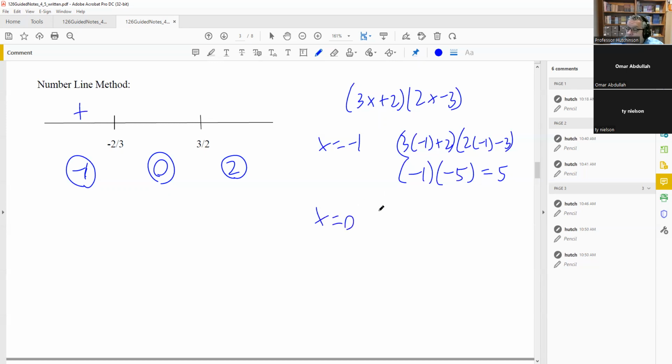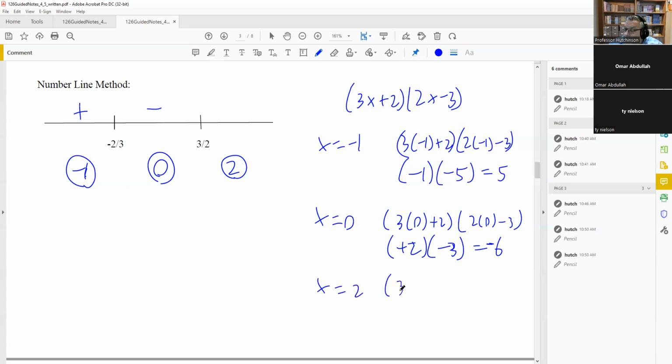If x equals 0, then I have 3 times 0 plus 2, 2 times 0 minus 3, and I would get 2, and I would get -3. Multiply that, you get -6. Okay, for that one. And, oh, I'm sorry, this is a +2 right here. Yeah, it's a +2 on the end. I wrote the wrong thing down, so +2. So this is going to be a -6, so you get a minus there in the middle.